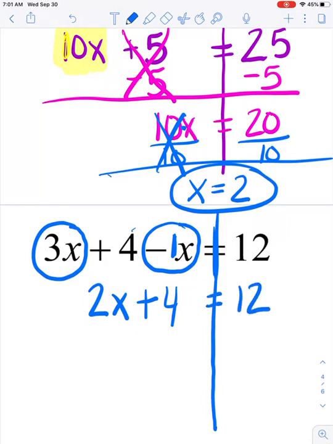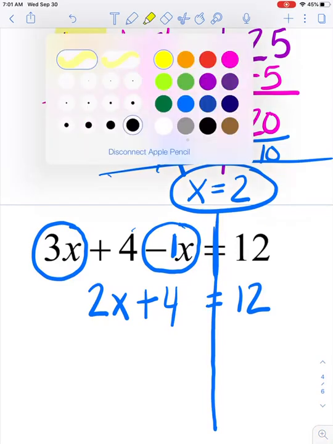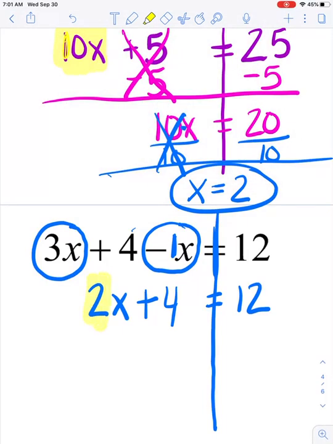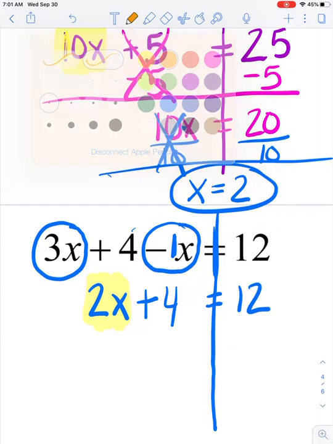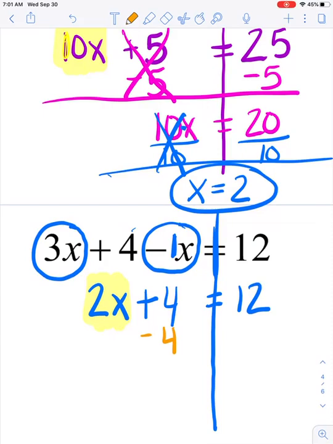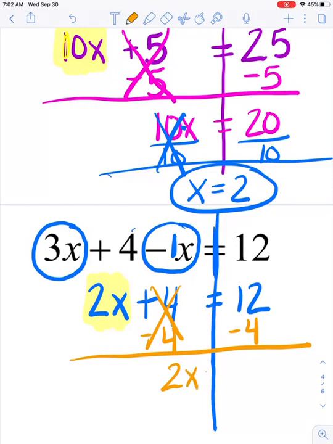Again, once I've combined like terms, I again just have a two-step equation. So again, I'm going to go ahead and cover up my variable with my finger. The 2x, I'm going to deal with that later. So that means I first have to undo this adding 4. The opposite of adding is subtracting, so I have to subtract 4 to both sides. When I do that, I'm left with 2x is equal to 8.